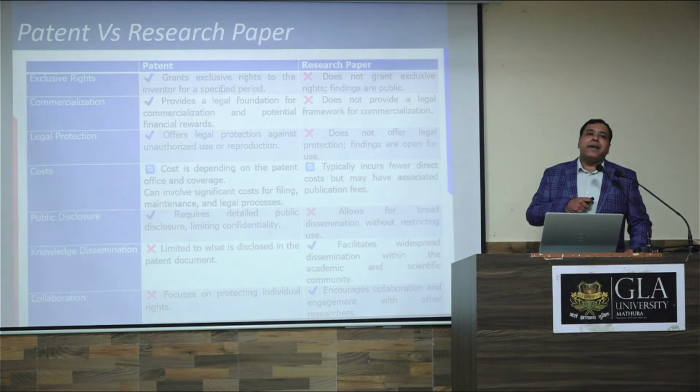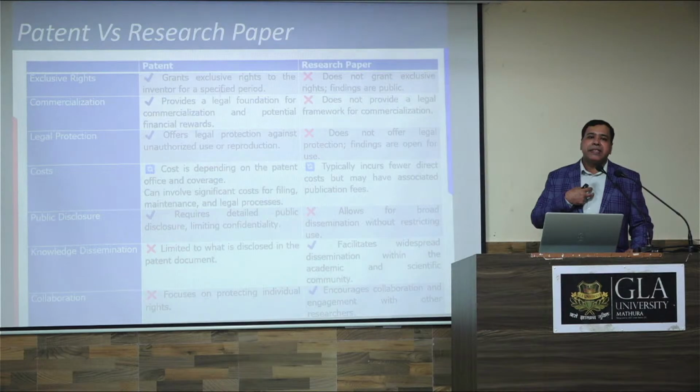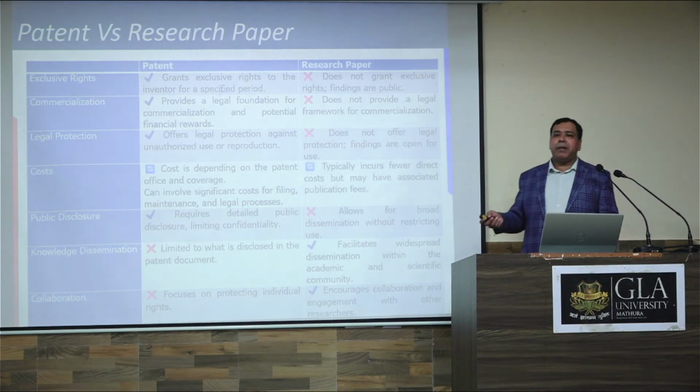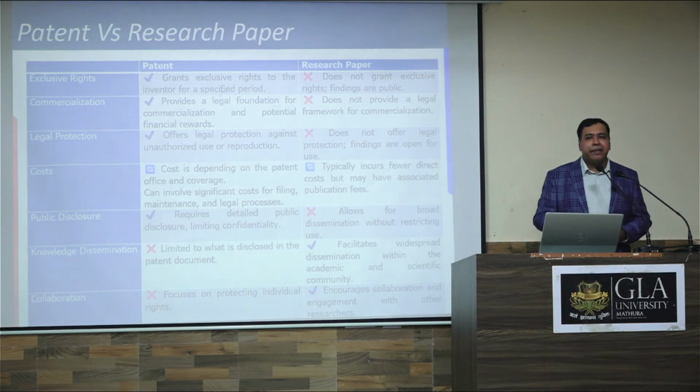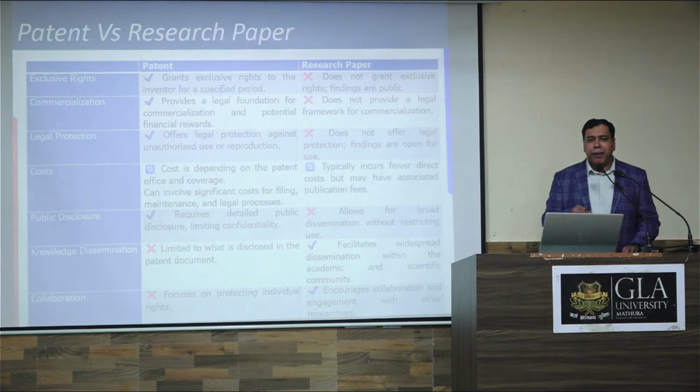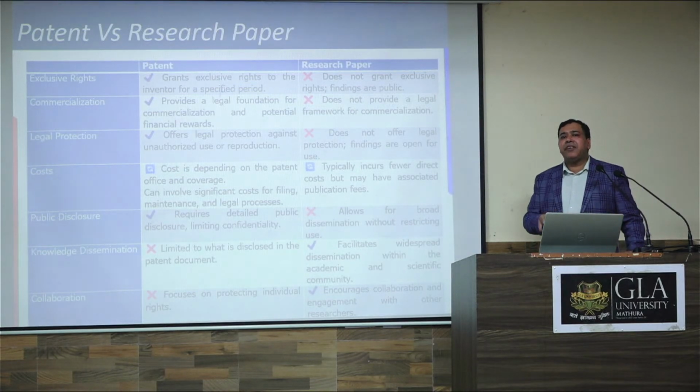Last, a patent is an individual right, or a company's right. But when it comes to a research paper, it's a collaboration. It could be a collaboration of multiple people coming together and writing a research paper. So primarily, these are certain fundamental differences when it comes to a research paper vis-a-vis a patent.